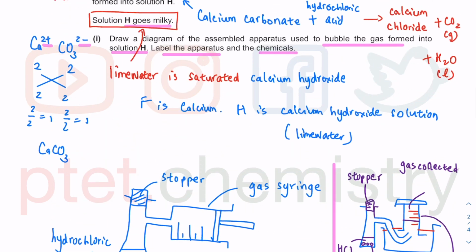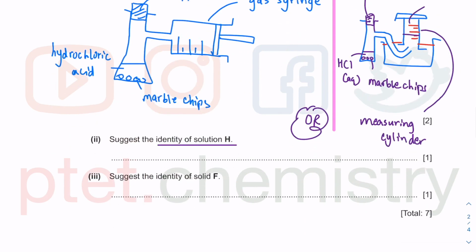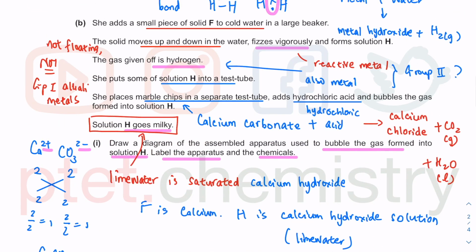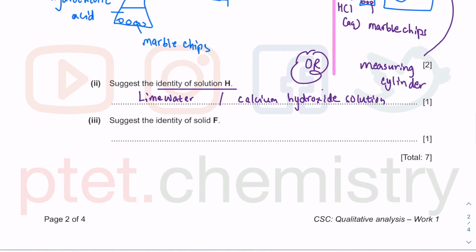The next one suggests the identity of solution H. As mentioned, you gotta have this lime water solution to test for carbon dioxide, which you produce when you react marble chips with hydrochloric acid. So H is basically your lime water. But we know that our lime water is basically saturated calcium hydroxide solution. Calcium hydroxide dissolved in water will give you lime water or calcium hydroxide solution. And you get that solution from reacting the metal with water. It doesn't float on water, very vigorous. Therefore, it will form the alkaline solution of calcium hydroxide coming from the metal solid F. So F must be the metal calcium there. And that's the end of that 7 marks question.